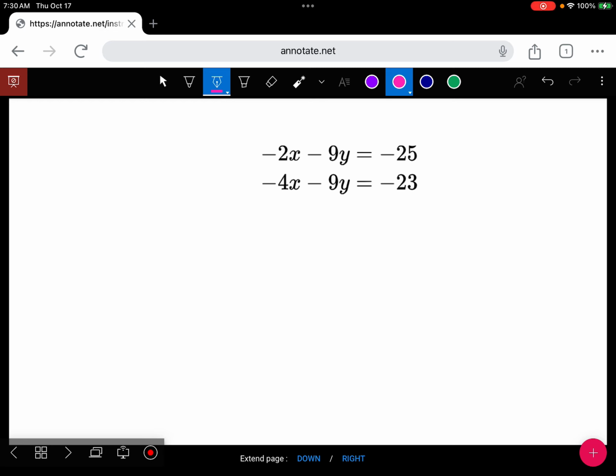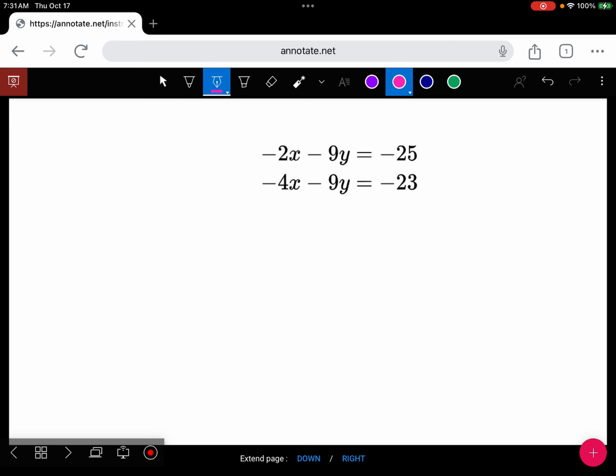And this is one where we technically could use subtraction on it, but it makes things super gross, because we'd be subtracting negatives. There's literally 6 negative signs here, and I don't want to have to do that. So we have negative 2x minus 9y equals negative 25, and negative 4x minus 9y equals negative 23. That's fine. We can do this. This one would really be quite awful to try and do a substitution. If I tried to solve this to get an x equals or a y equals, it would be gross. Doable, but gross.